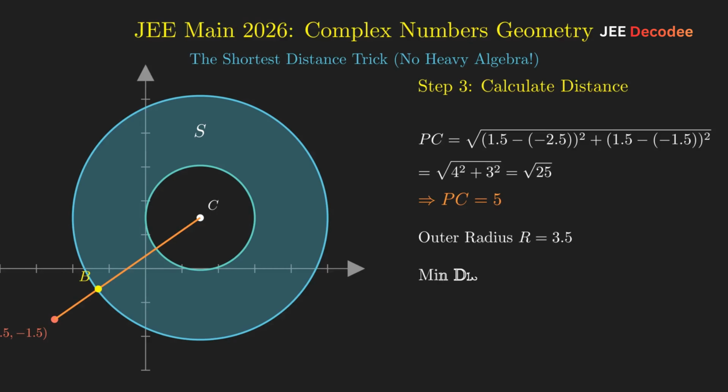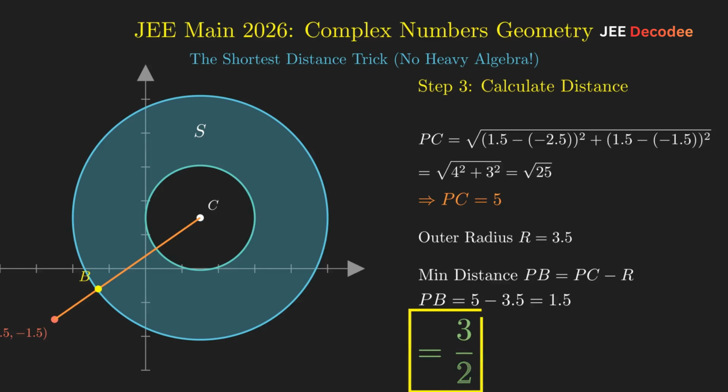To find our minimum distance PB, we simply take the total distance to the center PC and subtract the outer radius. That gives us 5 minus 3.5, which is exactly 1.5. Converting that to a fraction, we get our final answer, 3 by 2. Looking at our options, option 2 is absolutely correct.